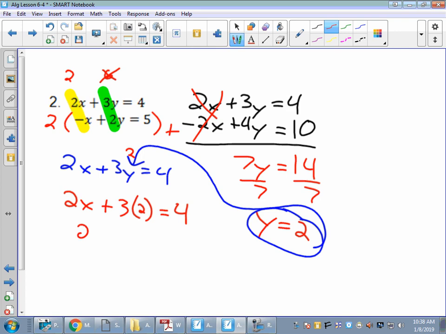Now I have 2x plus 3 times 2, which is 6, equals 4. And now it's just a two-step algebra problem. I subtract 6 from each side. And now I'm left with 2x equals a negative 2.